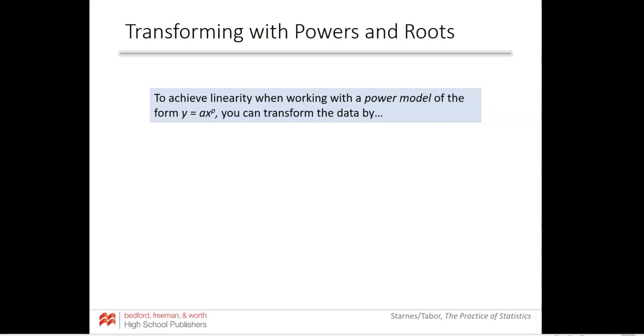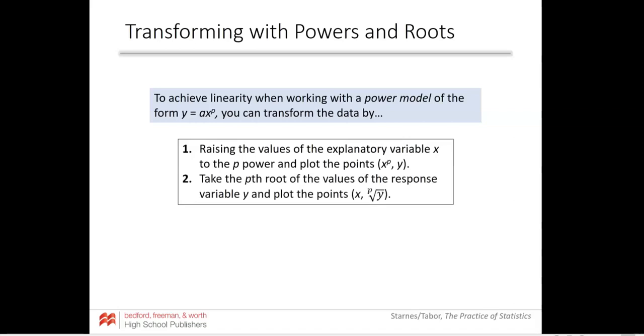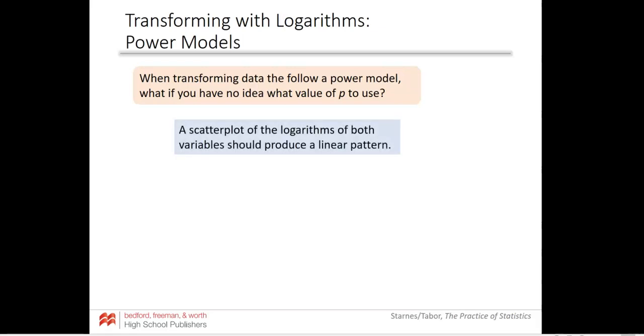Okay, working with a power model, you can transform data by raising x to some power, or you could put y to some root, those kinds of things. What if you have no idea what value of p to use? Both variables should produce a linear pattern. That's like a backup plan: maybe take the log of x and the log of y. That actually will kind of work.